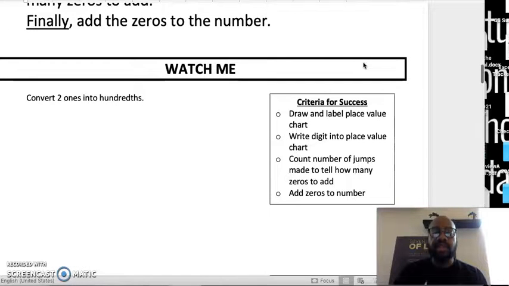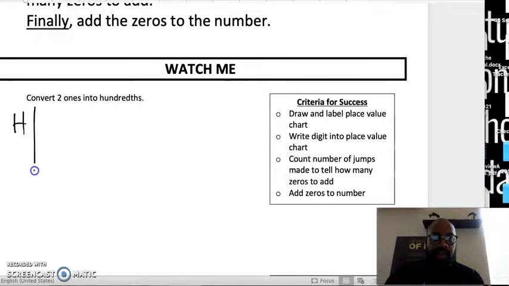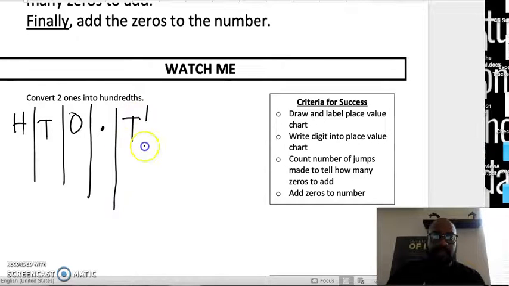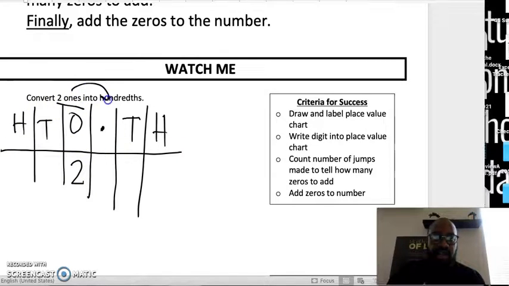So let's look at number one. Number one says convert two ones into hundredths. So the first thing I have to do is draw my place value chart. Hundredths, tens, ones, decimal point, tenths, hundredths. I'm trying to take two ones, so I'm going to put two ones and turn it into hundredths. So I'm going to count the jumps to the hundredths place. This is 1, 2 jumps. Notice I did not count the decimal point as a jump because that is not a place value.